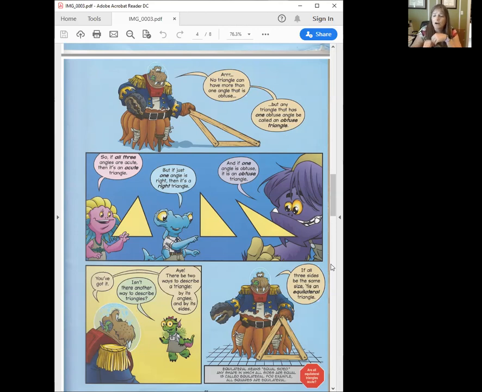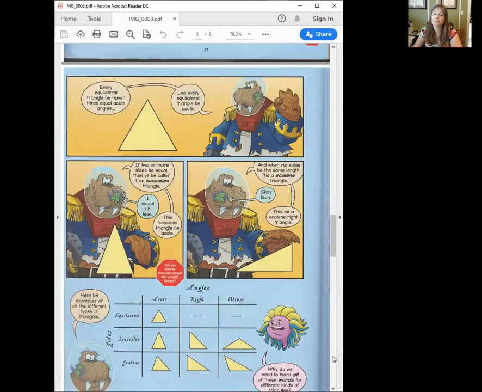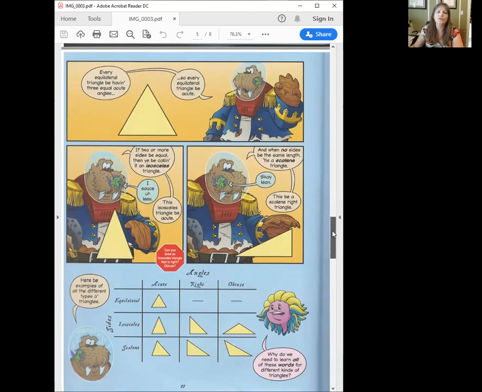Stop sign says, are all equilateral triangles acute? Can you draw more than 1 equilateral triangle? Maybe you can. Maybe make it bigger or make it smaller. But is it still equilateral? And if it's equilateral, is it still acute? Something to think about. Every equilateral triangle be having 3 equal acute angles. So every equilateral triangle be acute.